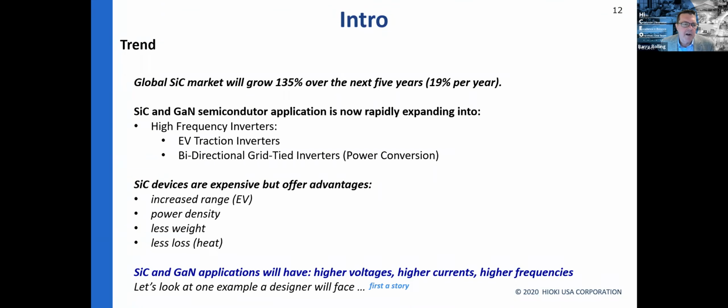The SiC and the GaN market is growing 135% over the next 5 years. So that's about 20% per year. We've been hearing this for a little while, and Chris pointed out that the cost is coming down and the yield is coming up for these devices. So we're seeing truly more and more use of these semiconductors in inverters.